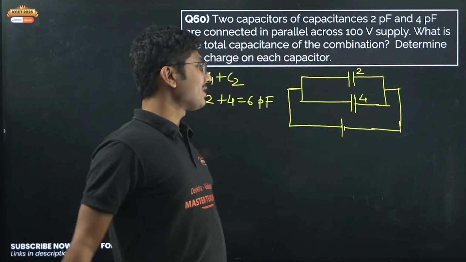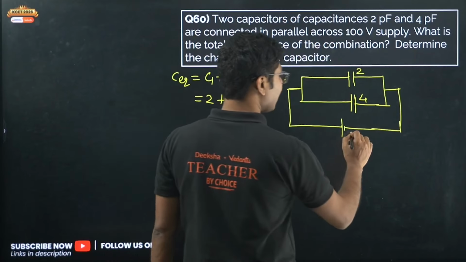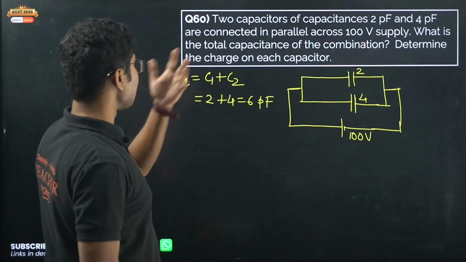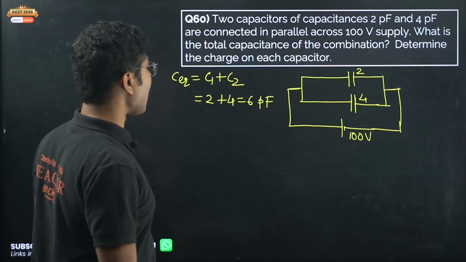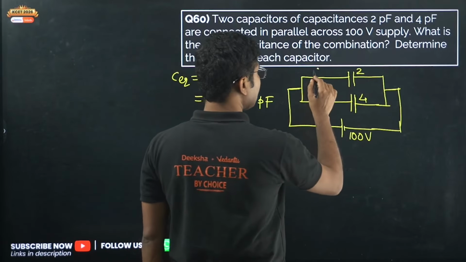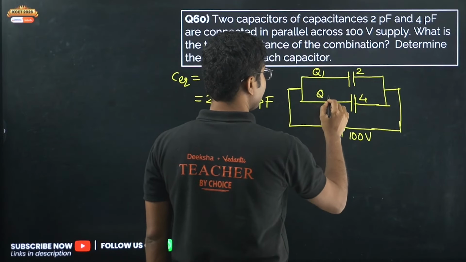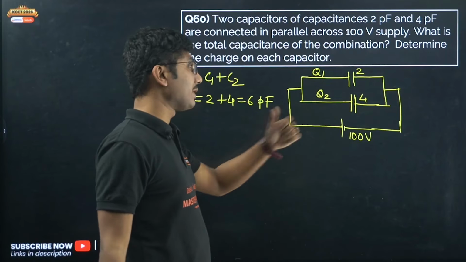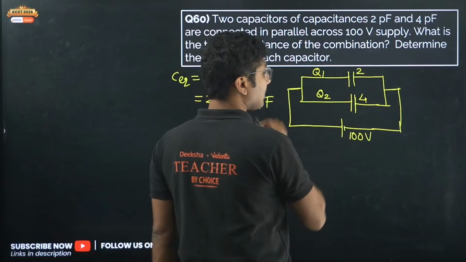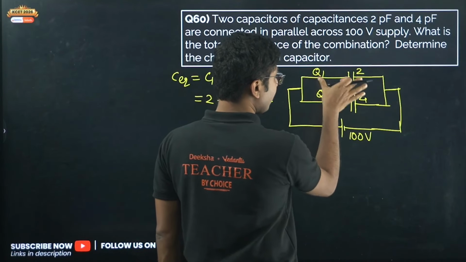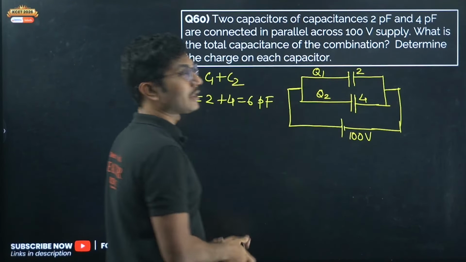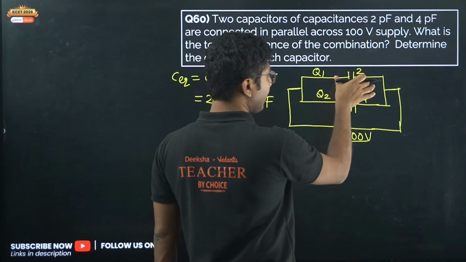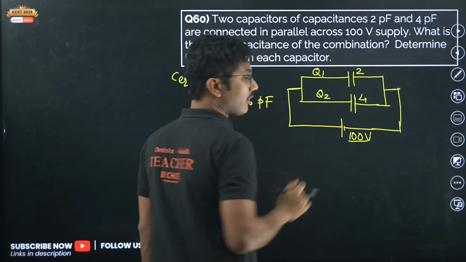So connected across a 100 volt supply. The supply is 100 volt. Now the total capacitance is calculated. Determine the charge on each capacitor. They will have different charges. Now how to calculate the charges? Remember, in parallel combination, the potential drop across individual capacitors is constant, and that is equal to this 100 volt. So 100 volt across 2, 100 volt across 4 as well.